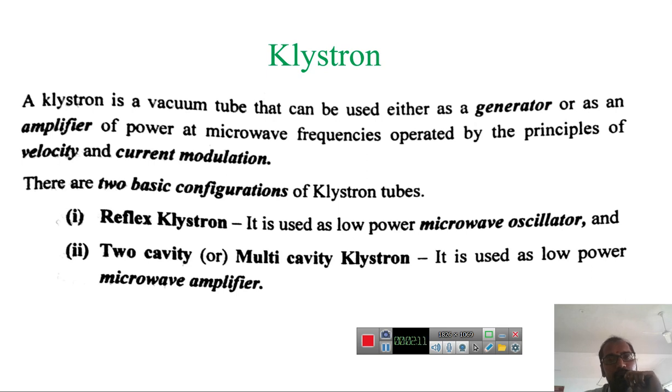The most important is the klystron. The klystron is a vacuum tube that can be used either as a generator or as an amplifier. So this klystron is used for two purposes: one is as a generator and the other is as an amplifier. Here, the basic configuration of two types of klystrons is available: one is the reflex klystron and the other is the two cavity or multi cavity klystron. The reflex klystron is a microwave oscillator and the two cavity klystron is a microwave amplifier.